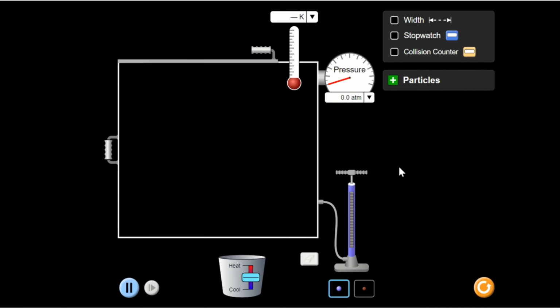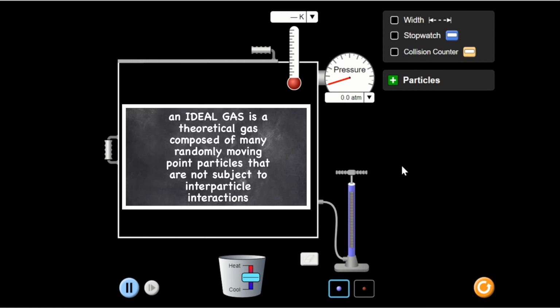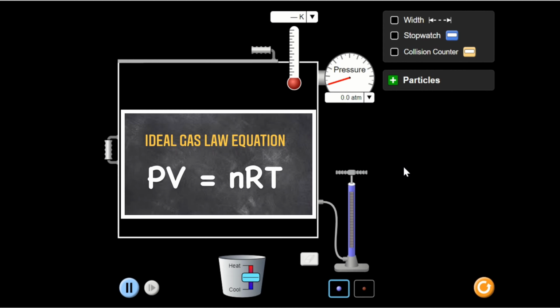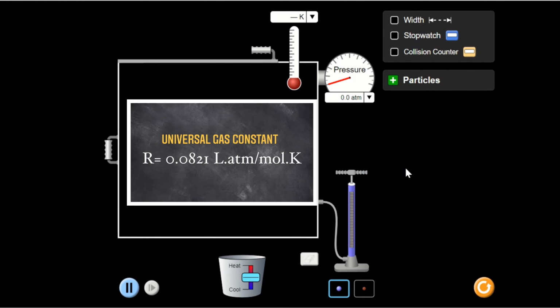So what do we mean by ideal gas first? When we say ideal gas, it exhibits no attractive forces between particles. And in the ideal gas law, which can be presented in equation form, both pressure and volume are directly proportional to temperature. And to explain further, we have the universal gas constant. That's the only variable that is constant for the ideal gas law equation.